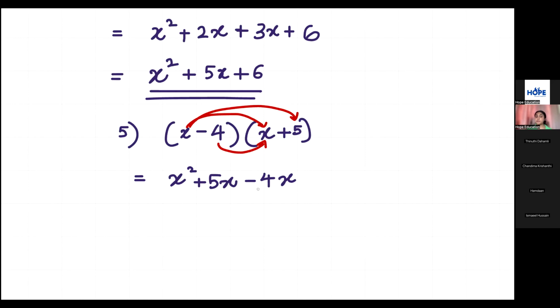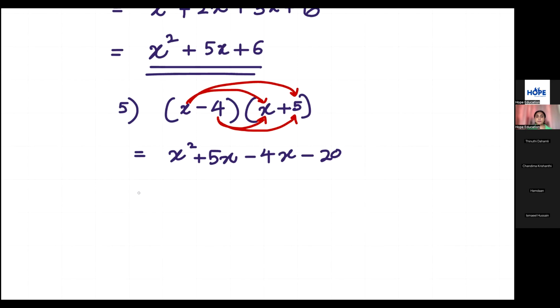And then this times this. 4 times 5 is 20. Again, minus times plus. Different signs are multiplied, so answer gets minus. So x squared plus 5x minus 4x means 1x remaining. You can just leave it as x. Minus 20.